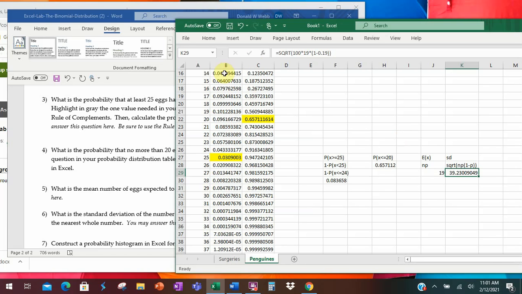I didn't get my point in here. And there we go. So 100 times 0.19 times 1 minus 0.19. The square root of these numbers, that's the standard deviation.